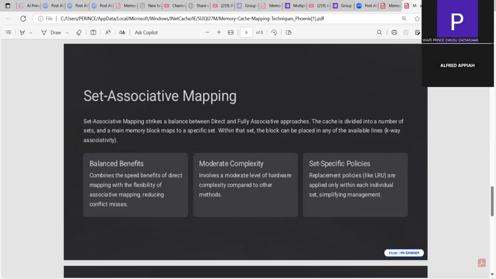So we have the balance benefit, the moderate complexity, and set-specific policies. It combines the speed benefit of direct mapping with the flexibility of associative mapping, reducing conflict misses. The moderate complexity involves a moderate level of hardware complexity compared to other methods. For the set-specific policy, replacement policies are applied only within each individual set, simplifying management.